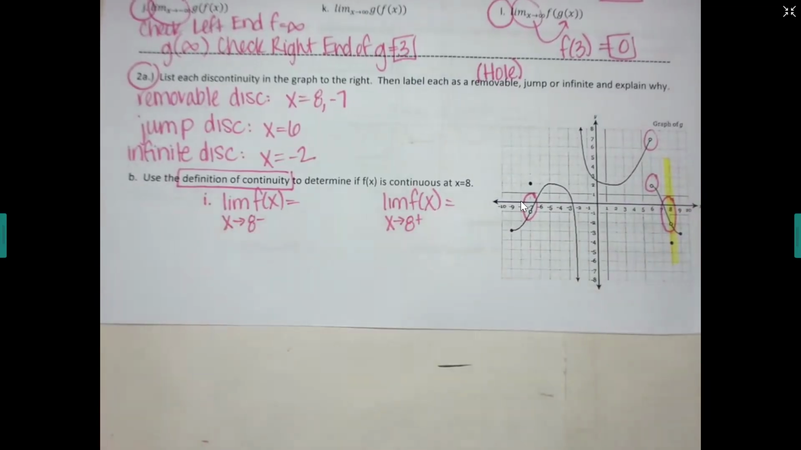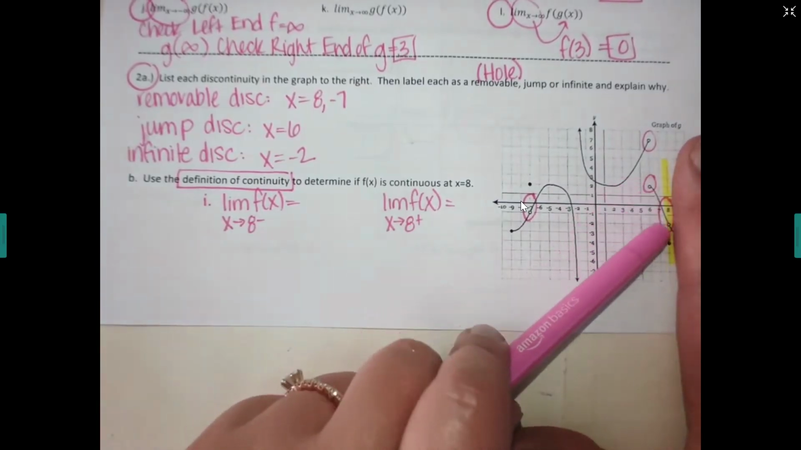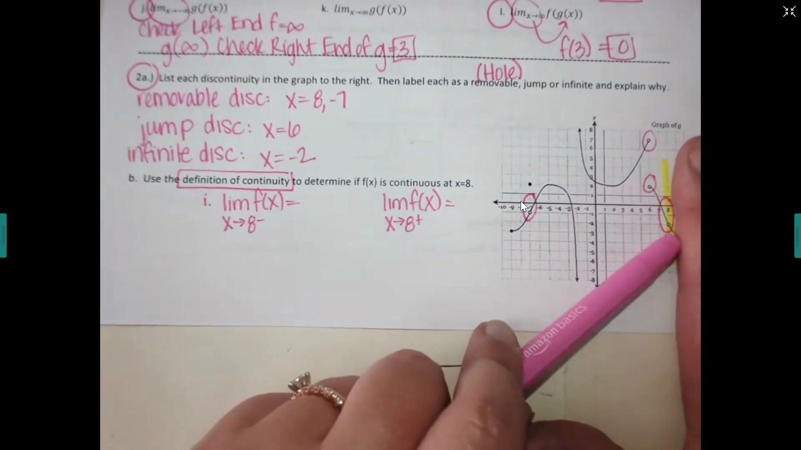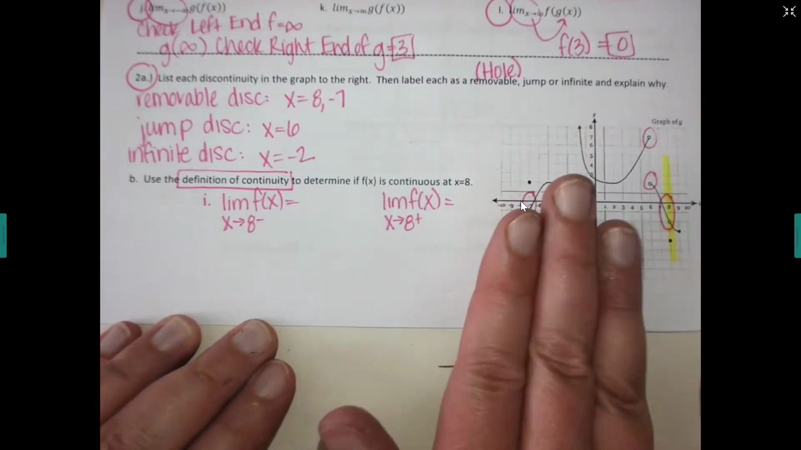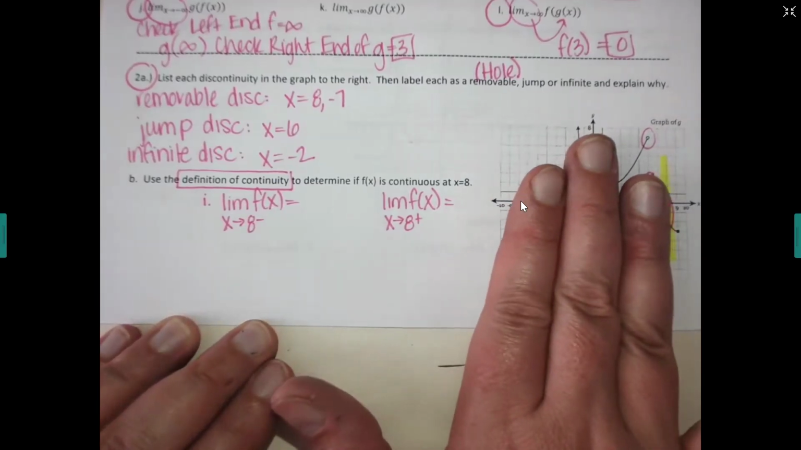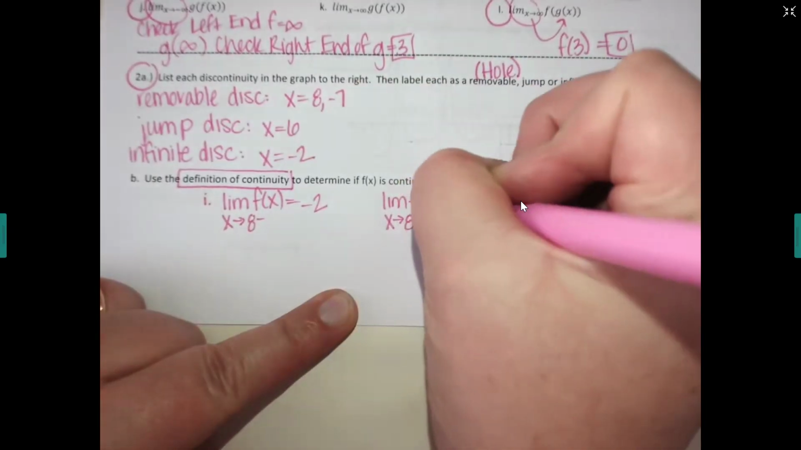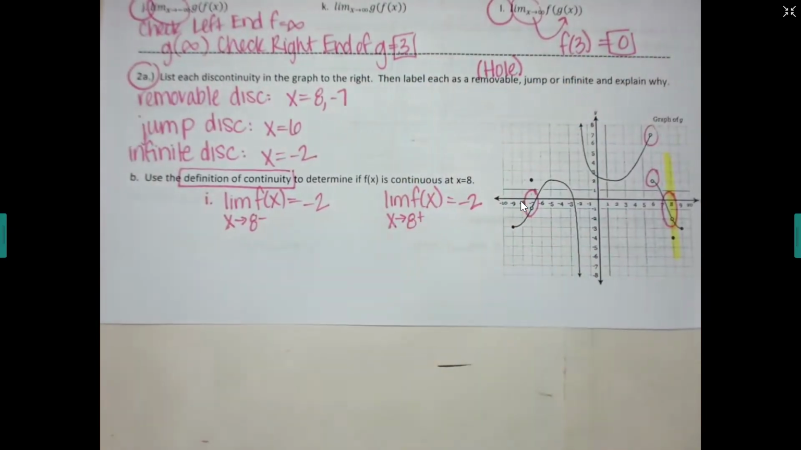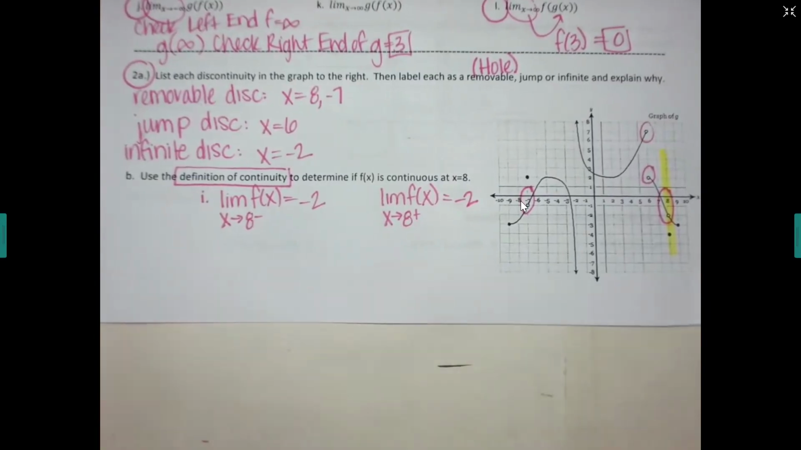Remember, I'm going to cover up each side of the graph one at a time and see what I'm tracing towards. So 8 from the left, I'm approaching the hole at what height? -2. From the other side, if I cover up, also -2, which means that condition 1 is met, that my left and right limits are approaching the same height, -2.